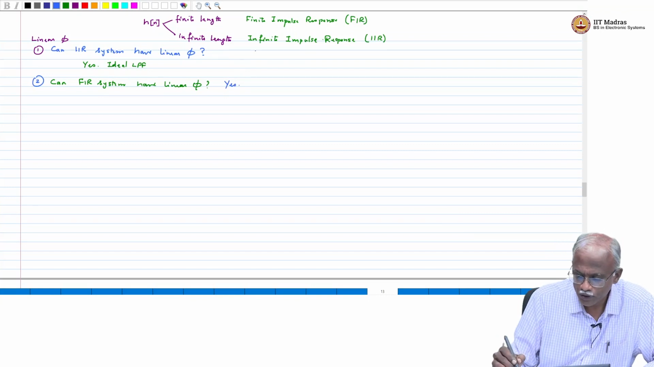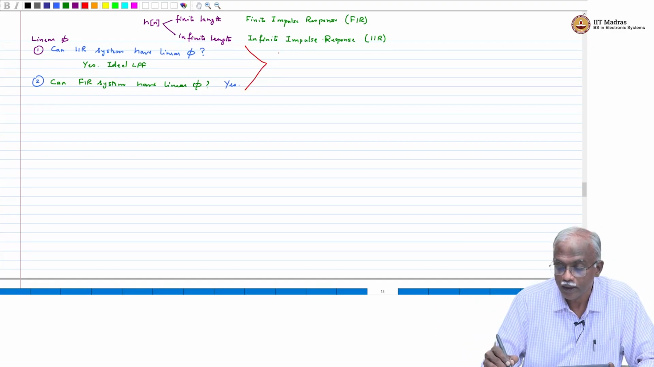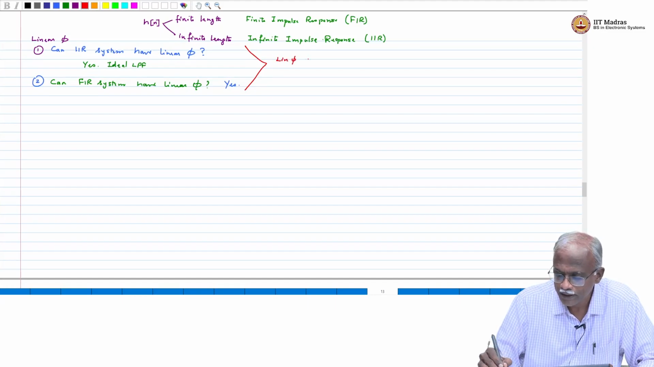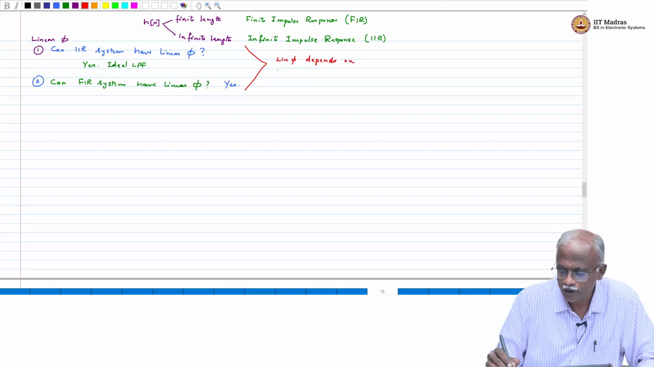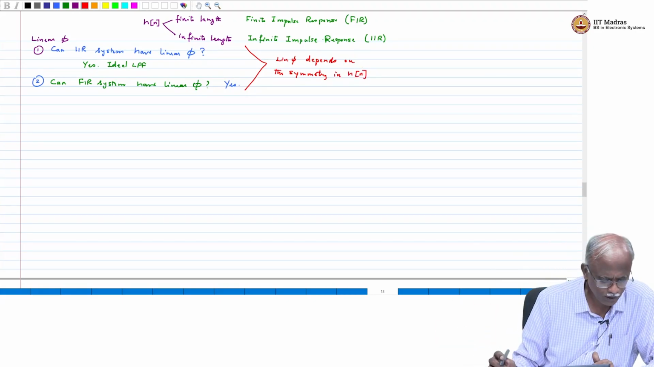So in both of these cases, the property that we are relying on is not the length, but the linear phase depends on the symmetry that is present within h of n. Symmetry in h of n, not on the length. So that's an important aspect that we want to carry forward.